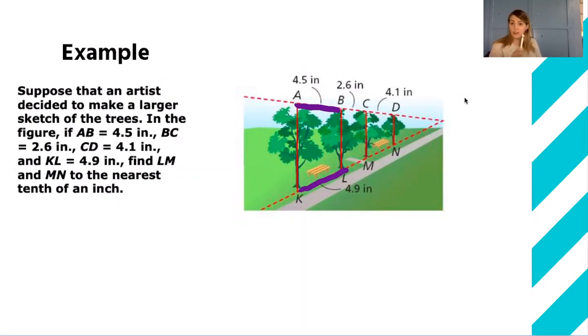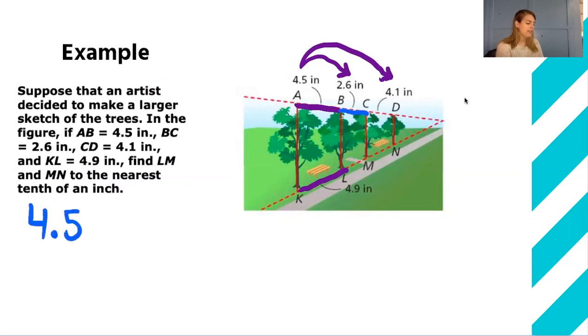But because of the proportionality theorem, if I figure out what I multiply times 4.5 to get 2.6, and what I multiply times 4.5 to get 4.1, I can figure out what the lengths at the bottom should be. So for example, I'm going to start with 4.5 to 2.6. So this is finding how we got this length here.